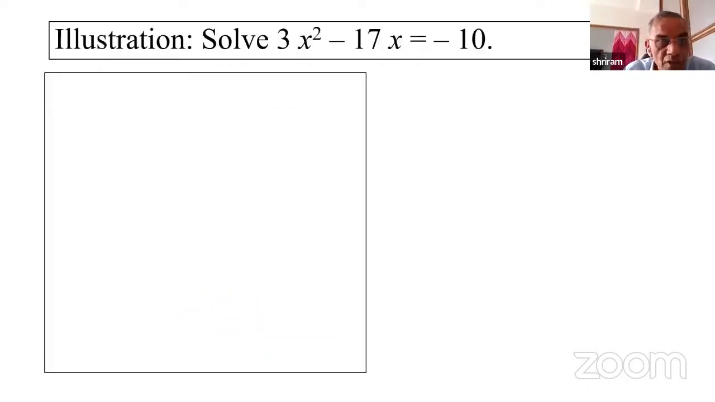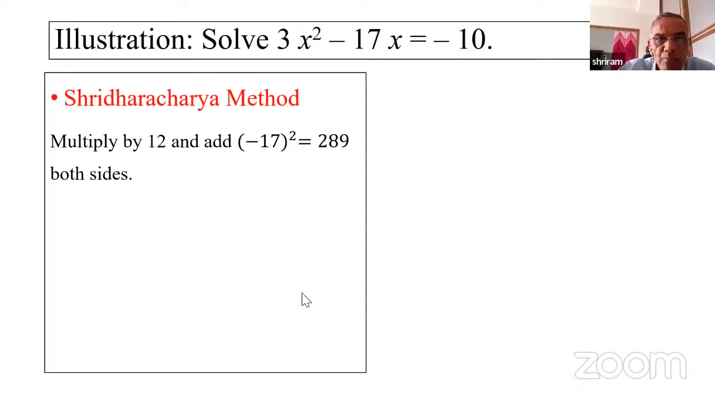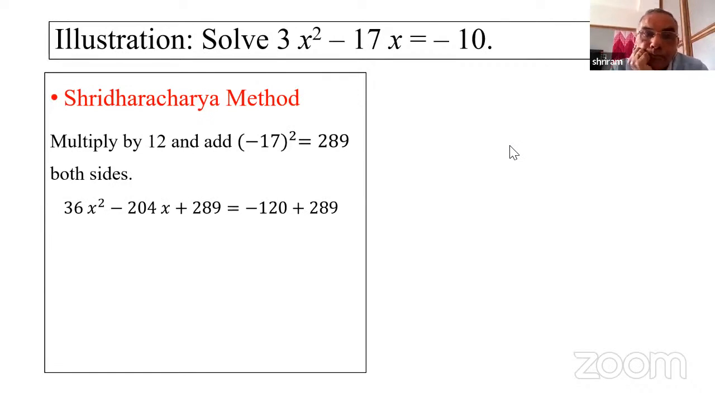Let us solve this equation: 3x square minus 17x is equal to 10. Multiply both sides by 12 and add minus 17 square. We will get 36x square minus 204x plus 289 equal to minus 120 plus 289. This much part, if you can handle easily, multiplying by 12 and adding 289, then the rest of the things are easy. It is 6x minus 17 whole square equal to 169.